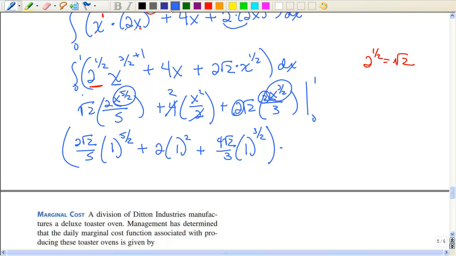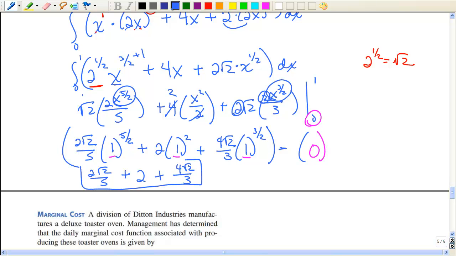So I have all of that minus, and then hopefully you can see if I put in 0, the same place I put in those 1s, what am I going to do? I'm going to get a big fat 0. Alright, let's say I have 2 square roots of 2 over 5 plus 2 plus 4 square roots of 2 over 3, and that is ugly, but that's what we're going to leave it as. That's a very complicated problem, a lot of exponent rules, but the calculus is actually easy.